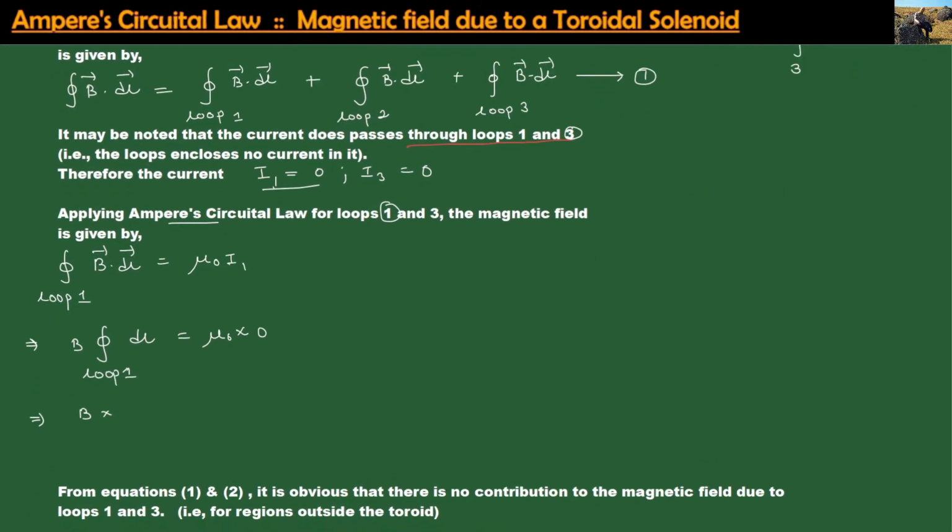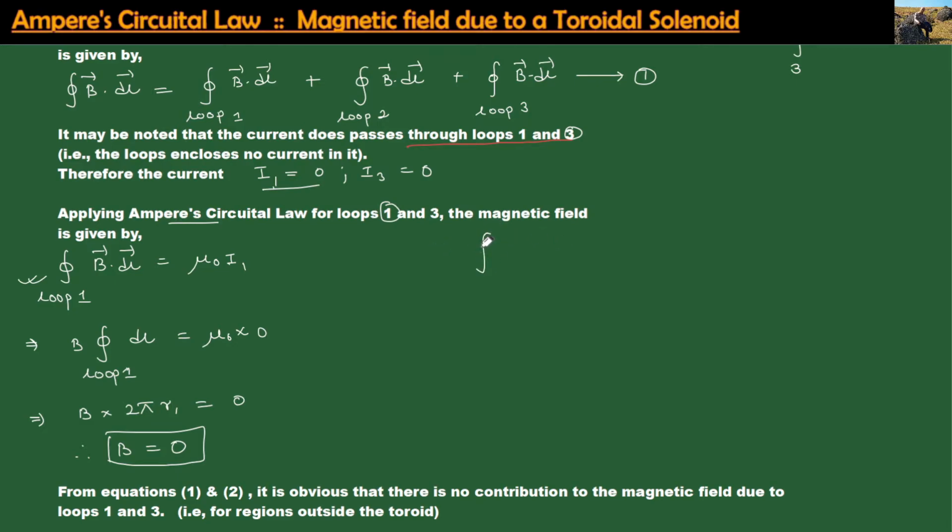Okay? So from here, the line integral of loop 1, B times twice pi r1, will be equal to mu naught into 0. Mu naught into 0 will give us the value 0. So from here, it is very obvious that the magnetic field, if you cross multiply, will give you the value of 0. So there will be no magnetic field for the point which is outside.